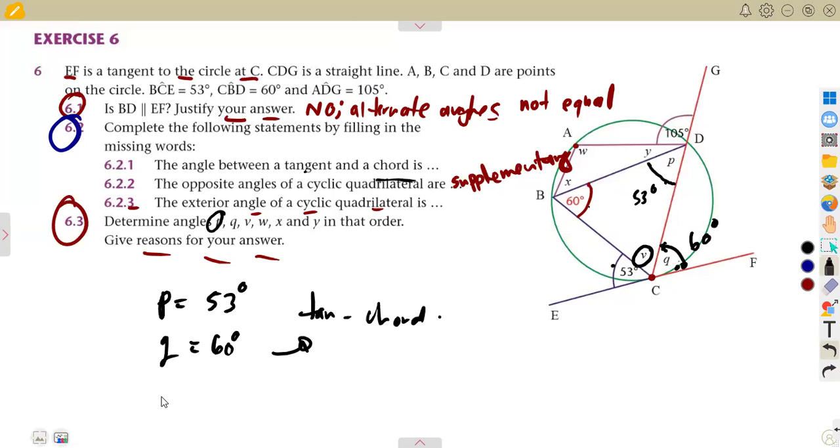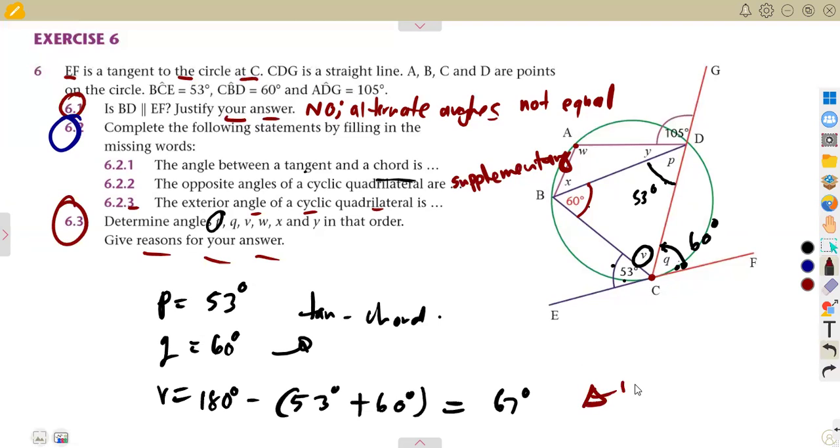For angle V, you can consider angles on a straight line or angles in a triangle, it's up to you. It's going to be 180 degrees. If you're using angles on a straight line, there is 53 degrees and also 60 degrees on the straight line. You subtract these angles from 180, and that gives us 67 degrees. Angles in a triangle also equal 180 degrees. That's our angle V.